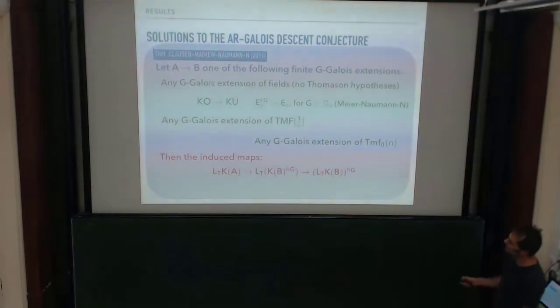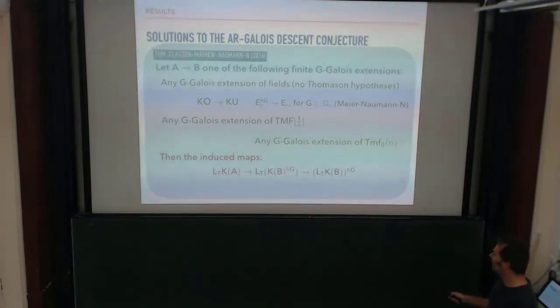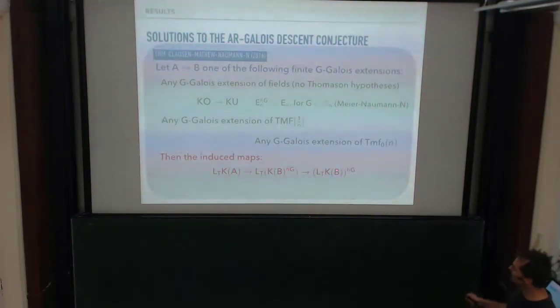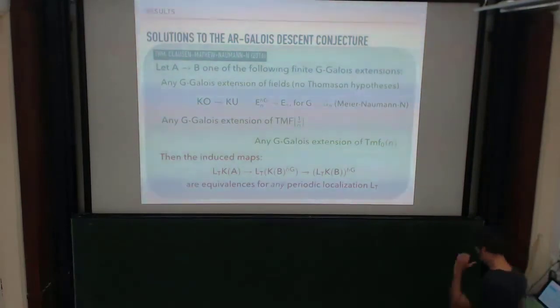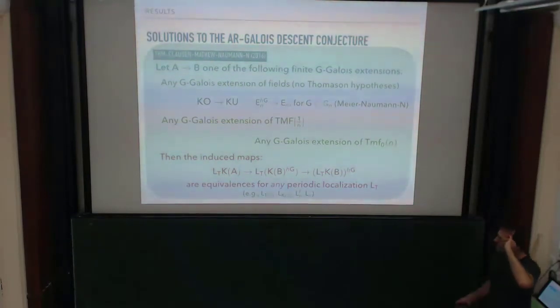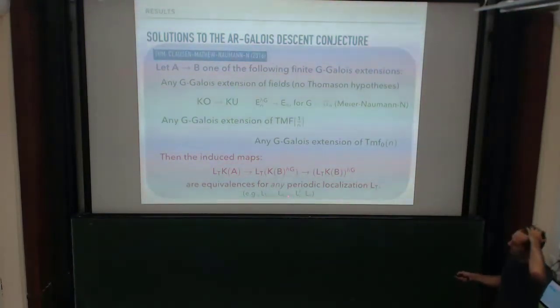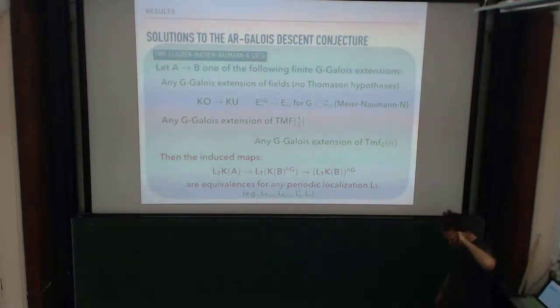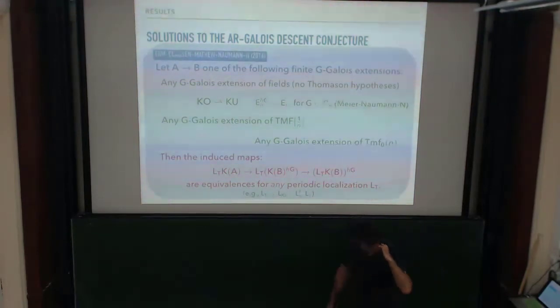then the induced maps from K of A to K of B's homotopy fixed points, to the homotopy fixed points after this localization, are equivalences for any periodic localization. So what exactly does that mean? That means any of these localization functors, T(n), K(n), something that's built from a wedge of these T(n)'s, something that's built from a wedge of these K(n)'s. Both of these maps are equivalences, so it doesn't really matter how you parenthesize. So it was a good conjecture.